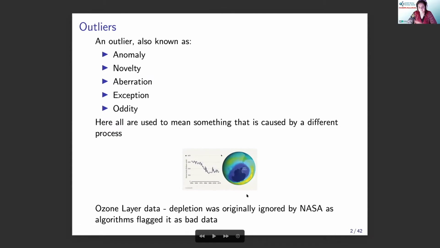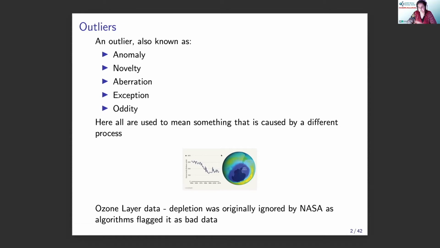Okay, so first I should describe what an outlier is, because people use a lot of different words for this. An outlier is also known as an anomaly or novelty, could be an aberration or an exception. Sometimes it is an oddity. And they are important. Now, here I use them to mean something that is caused by a different process. And that means something else is making this. It's not part of the noise of the original process. It is caused by something different.